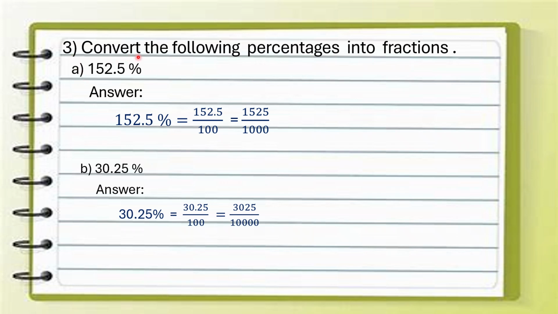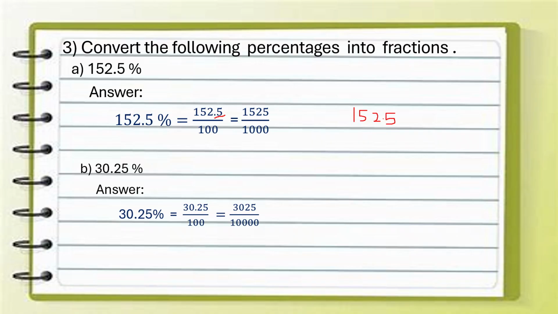Third question, convert the following percentages into fractions. Okay, A sum is 152.5 percentage. So this one we are going to convert into fractions. So percentage means what? The denominator should be 100. So 152.5 by 100. Now what I am doing here is, 152.5, after the decimal point we have only one place, right?